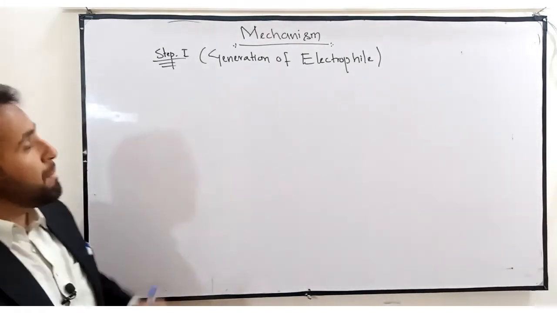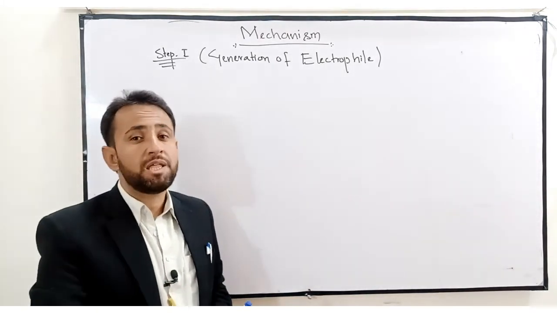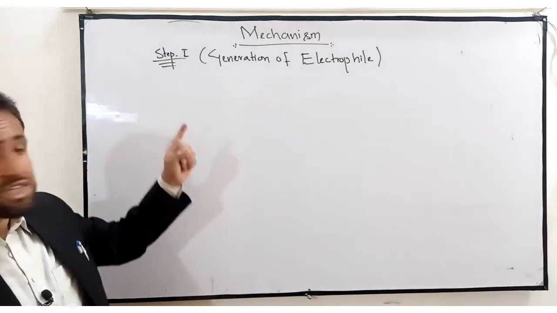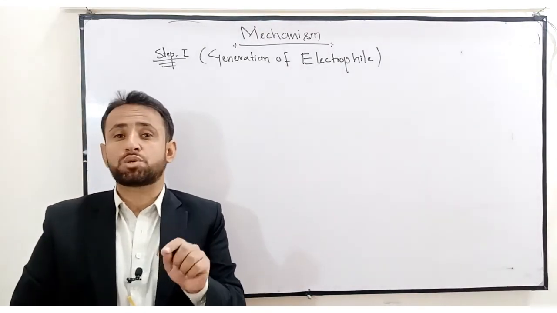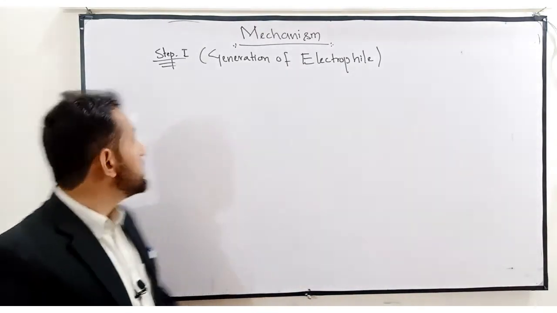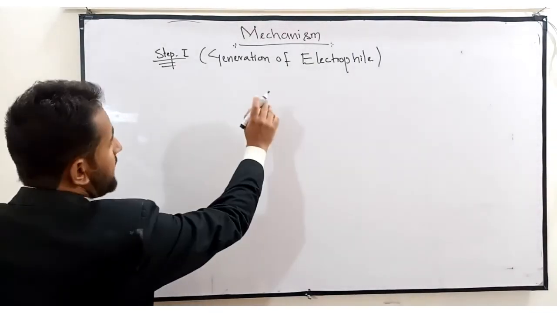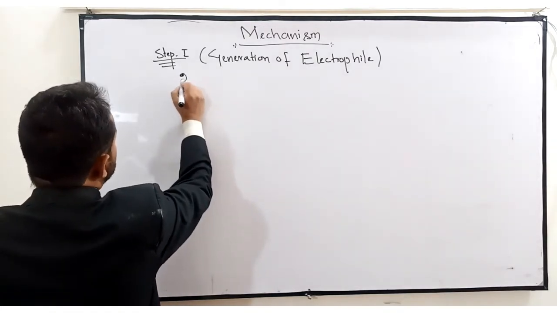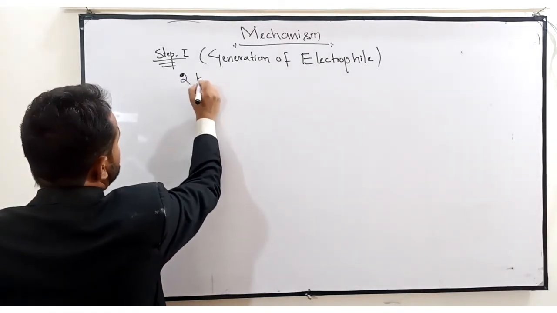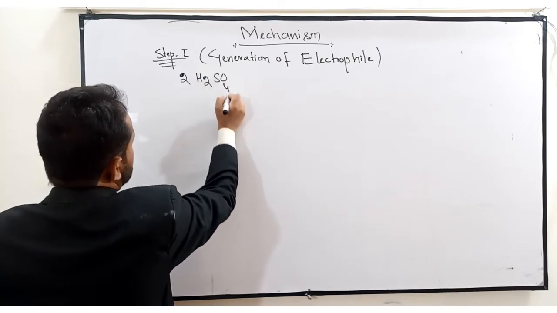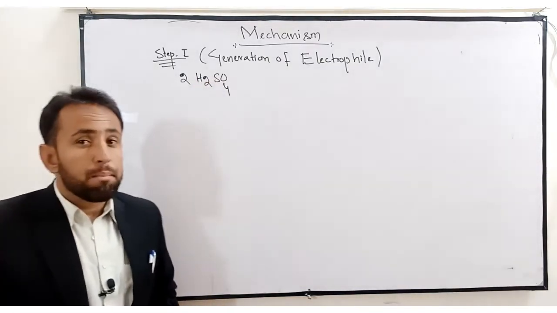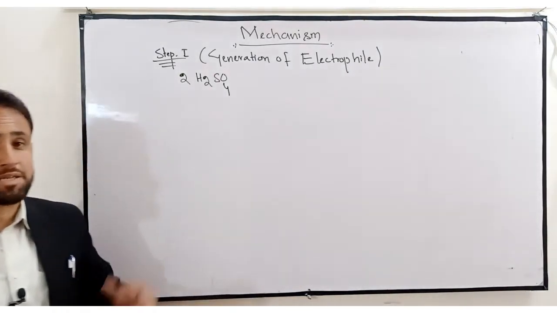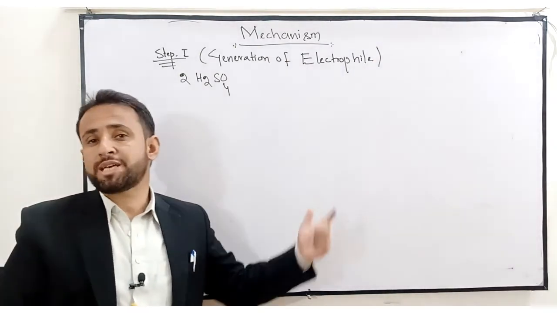So now I will explain the mechanism of method number one, not method number two: the mechanism of the reaction in which sulfuric acid was used as a reactant. Understand? We will explain how an electrophile is generated in this step. Suppose I am taking two molecules of sulfuric acid, H2SO4. Why am I taking two molecules? Because in example number one, one molecule of sulfuric acid was used as a reactant, while the other was used as a catalyst.